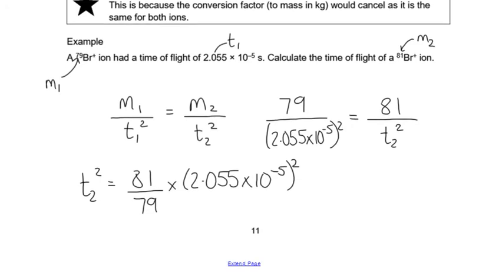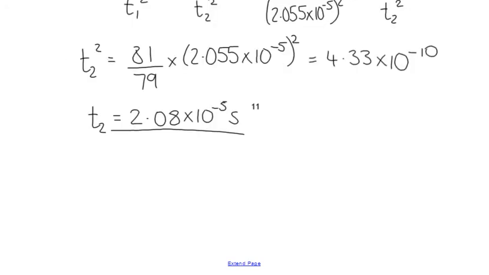See if you can work out what t2 squared is, and then see if you can work out what t2 is. It should be similar to t1, because they are similar in mass, so they're not going to travel at that different speeds. So just think about your numbers. And if you've managed that, you should have got 2.08 times 10 to the minus 5 seconds. So that's our calculation section to do with time of flight mass spectrometry finished.